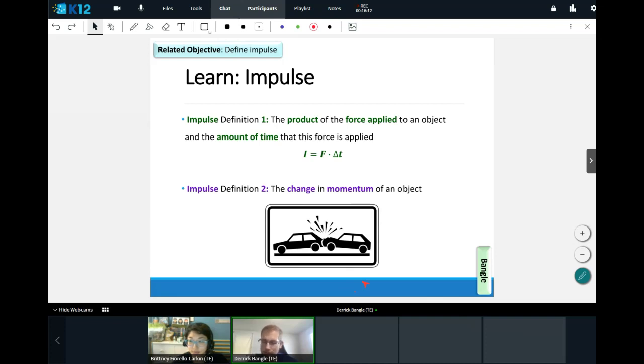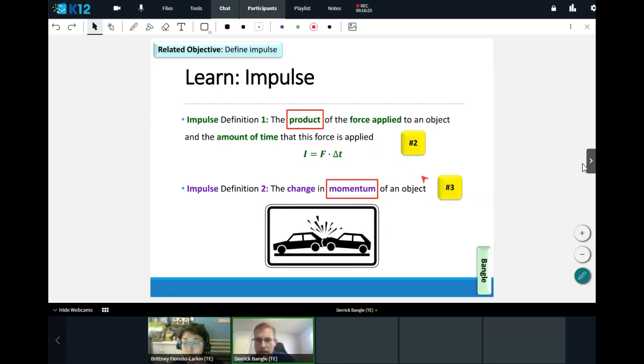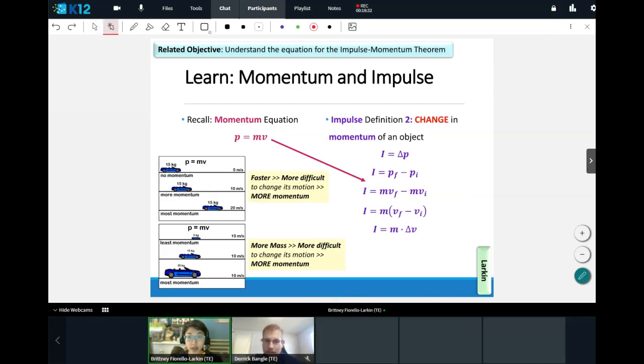Something with a high impulse is going to feel hard and sudden. In our notes, we're going to do two of them on the same slide. So for number 2, we're going to write product, and for number 3, we're going to write momentum. Let's go ahead and talk a little bit about this second definition.